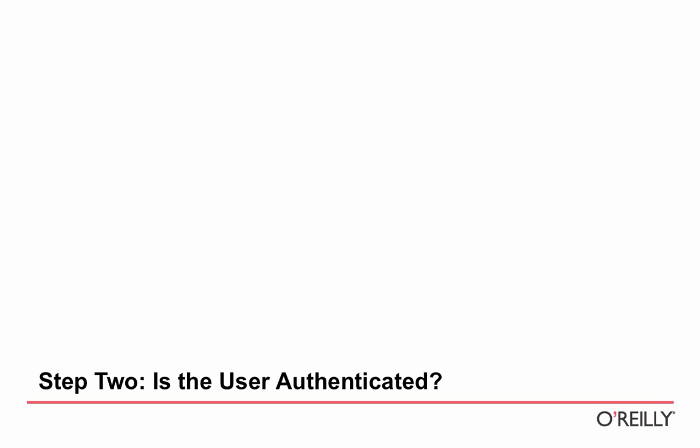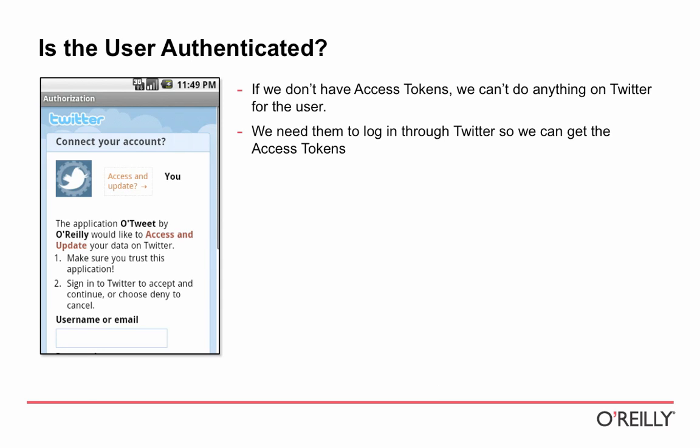That was step one. Not a lot went on, but let's get some more going. So now, once we've got everything going, the first part of the actual authentication flow is figuring out if we already are authenticated. So is this user authenticated is the first question we have to ask.